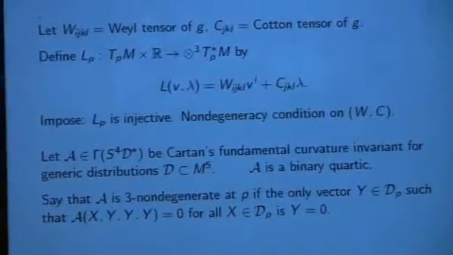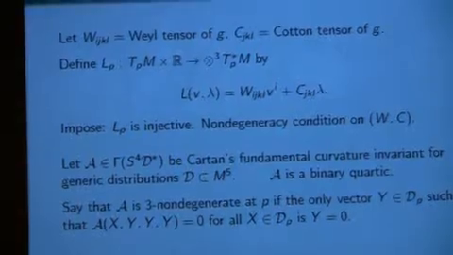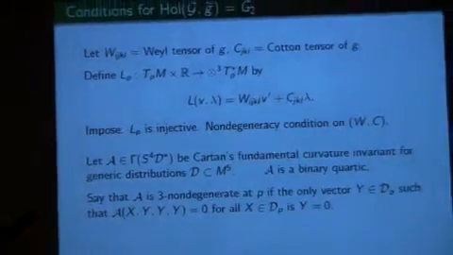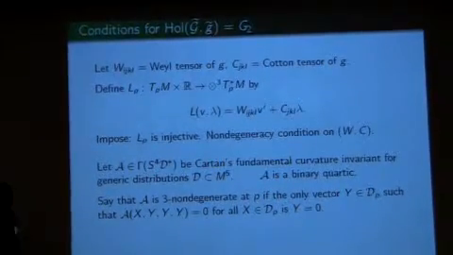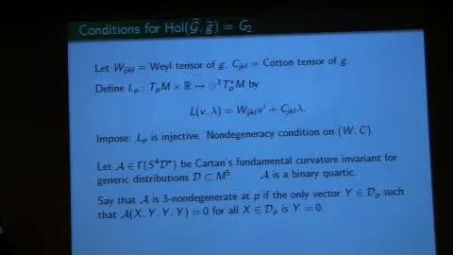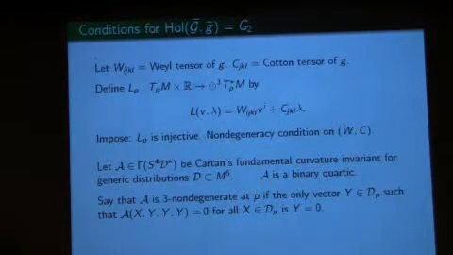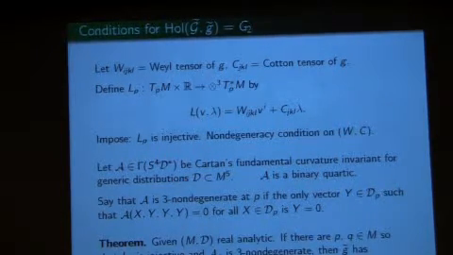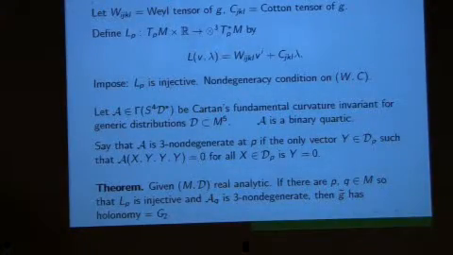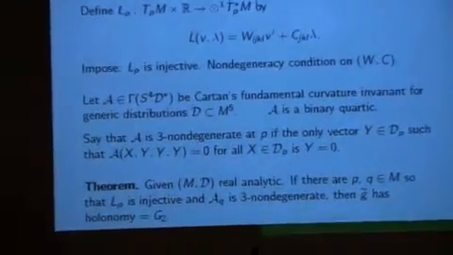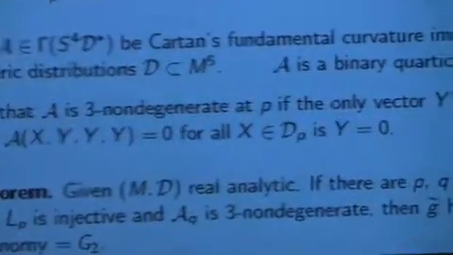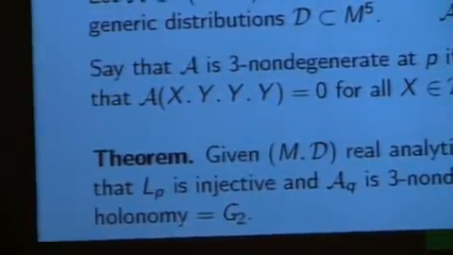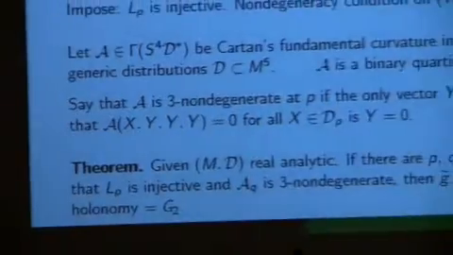What I mean by that is that this is just a non-degeneracy condition, like saying a quadratic form is non-degenerate, but now we've got 4 arguments. So it's not 3-non-degenerate if there is a nonzero vector such that if you plug that vector in 3 times you get 0 for all other vectors. So this is a non-degeneracy condition on the basic curvature invariant. Then the theorem is that it makes the holonomy equal to G2. So if you're given a real analytic manifold with a distribution, and there are 2 points in the manifold, and at one of them L is injective, and at the other one A is 3-non-degenerate, then the holonomy is equal to G2.